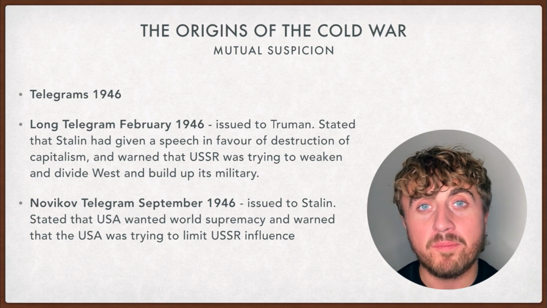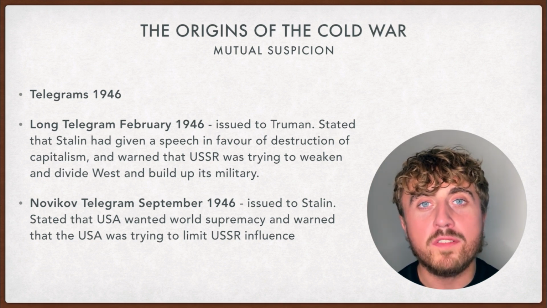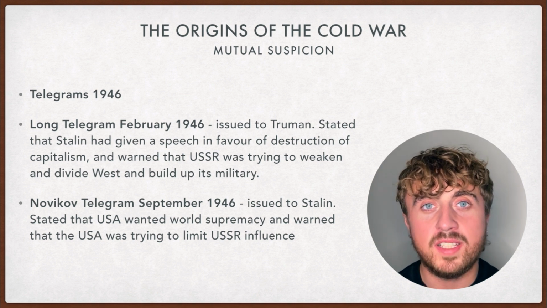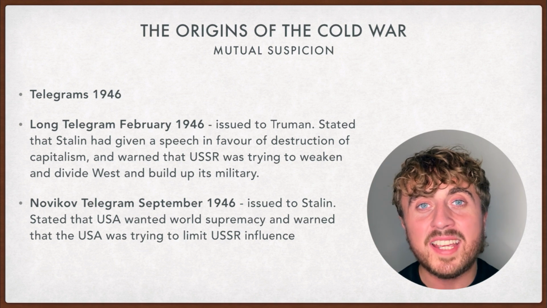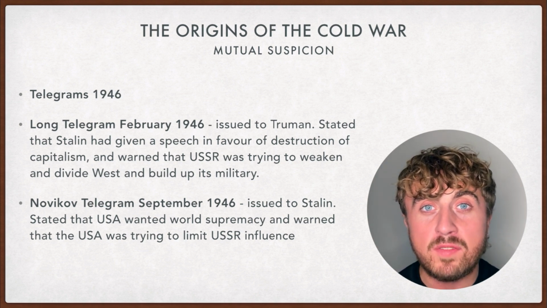The other telegram is the Novikov telegram of September 1946. This is issued to Stalin. It states that the USA wanted world supremacy and was trying to limit the USSR's sphere of influence.